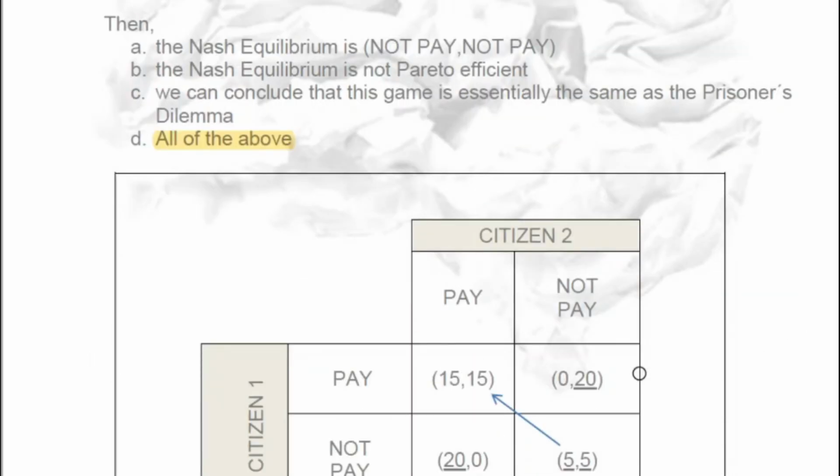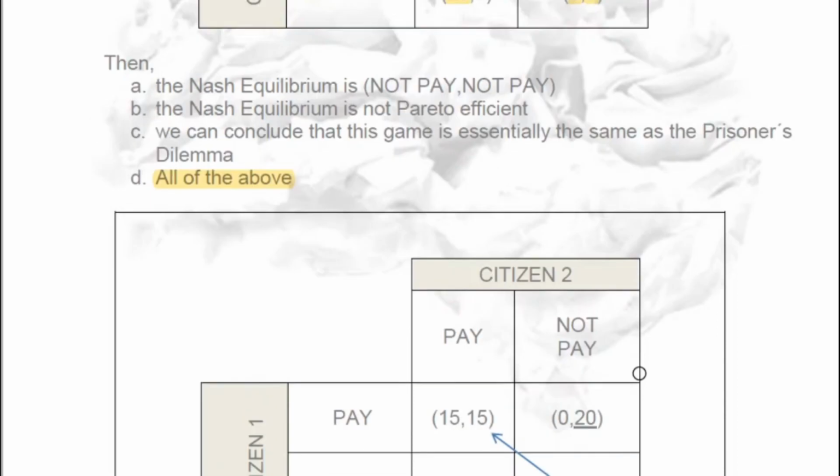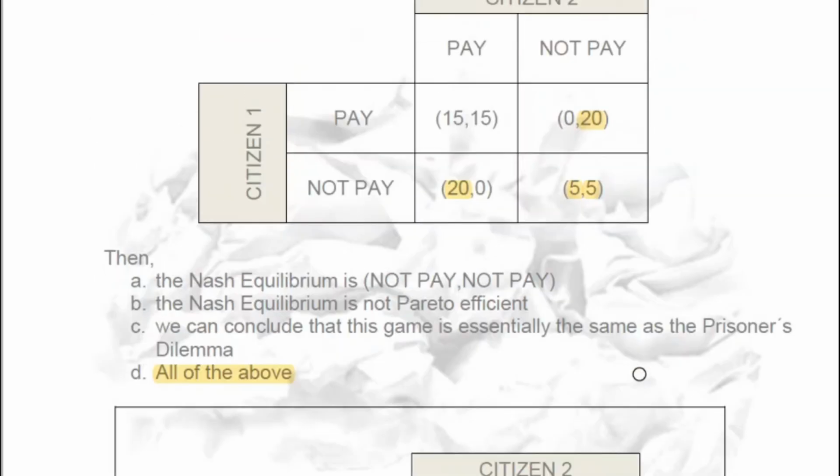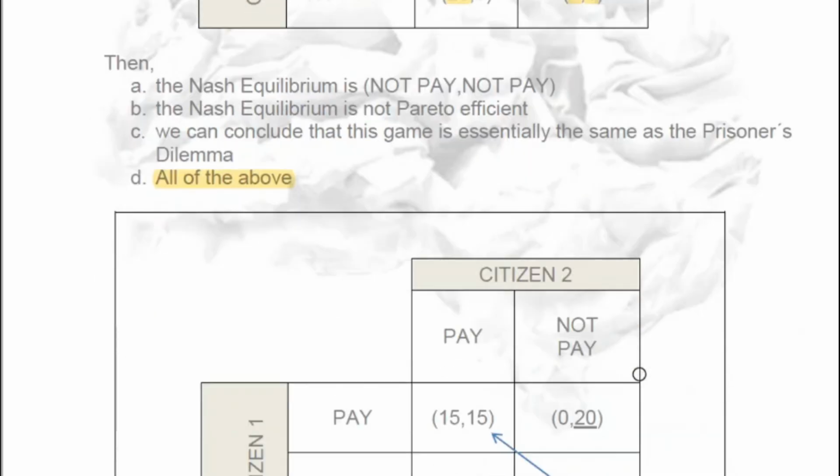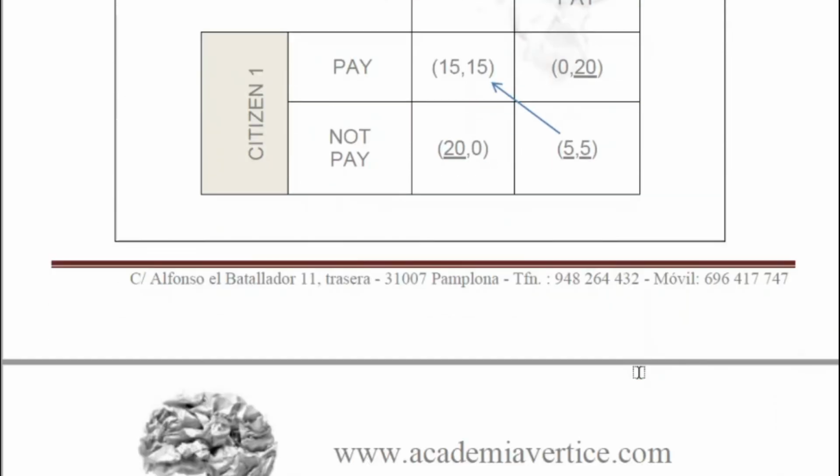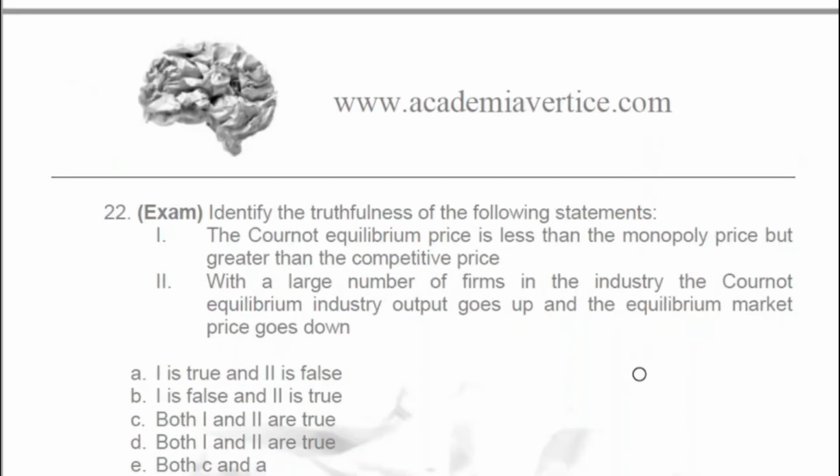We can see here another example that tells us how important the prisoner's dilemma is, or why it is so famous.